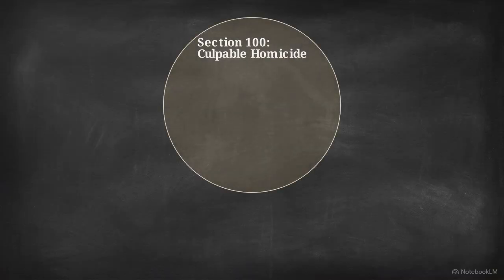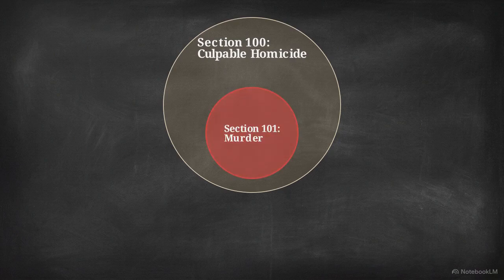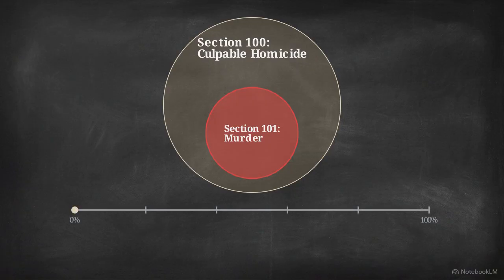This diagram illustrates the relationship between Section 100, culpable homicide, and Section 101, murder. Murder sits entirely inside the broader culpable homicide category. Every murder is a culpable homicide, but not the reverse. The core threshold for culpable homicide rests on probability. If an act causes an injury that is merely likely to cause death, a statistical possibility often viewed at roughly 60%, it falls into this broader category.